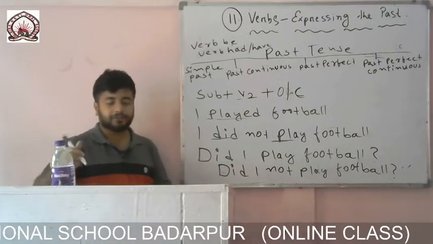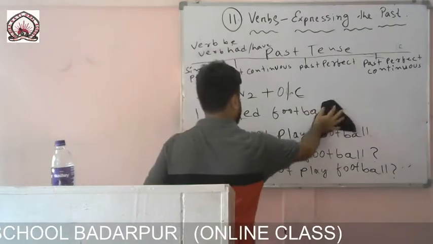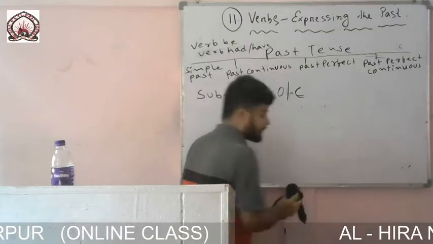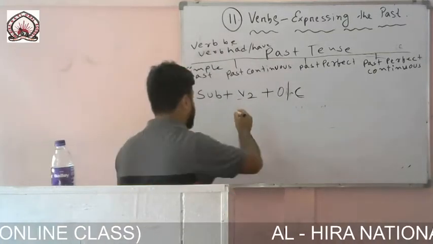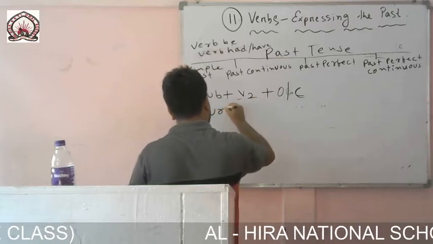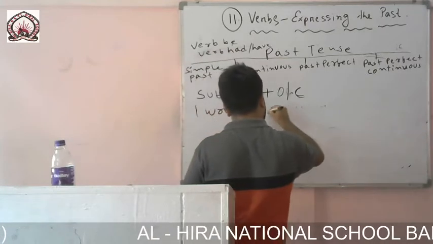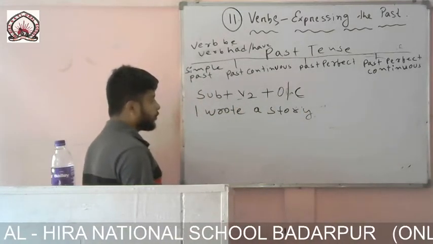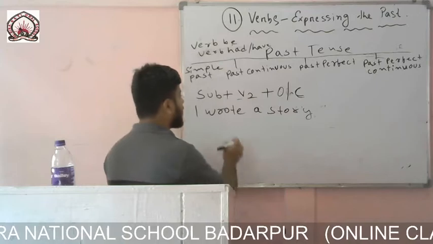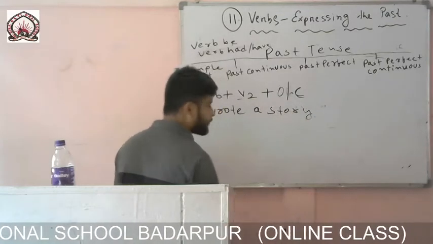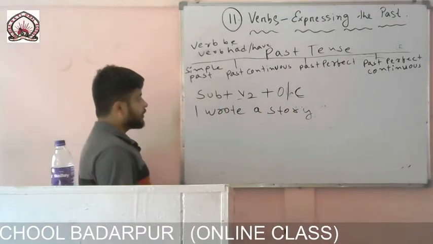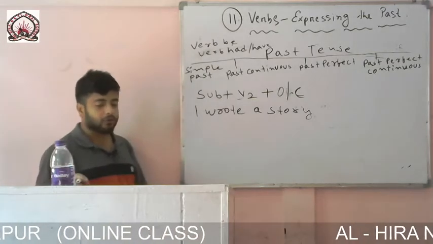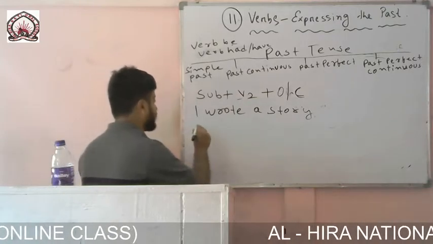Another sentence if I write: I wrote a story. I-W-R-O-T-E, wrote a story, S-T-O-R-Y. This is the subject, and we know that "wrote" is the second form of the verb "write." "A story" is the object or complement. So if I want to change it to negative, then what do I have to do? Just add "did" and "not."